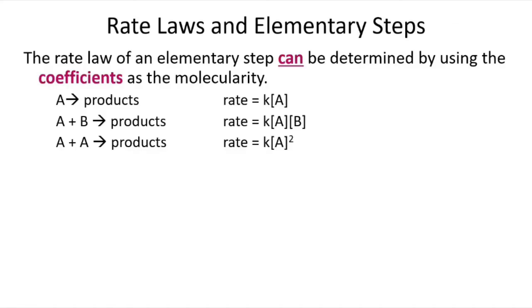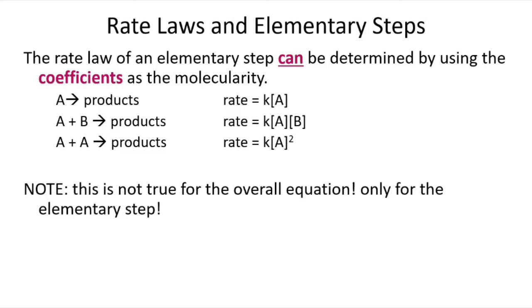So we can write the rate law of an elementary step using the coefficients as the molecularities. For example, if your elementary step was reactant A goes to products, then the rate law for that step would be rate = k[A] to the first power. If your reaction was A plus B goes to products, then rate = k[A] to the first power and [B] to the first power. And if you had two A's colliding to make products, then that reaction would be second order in A.